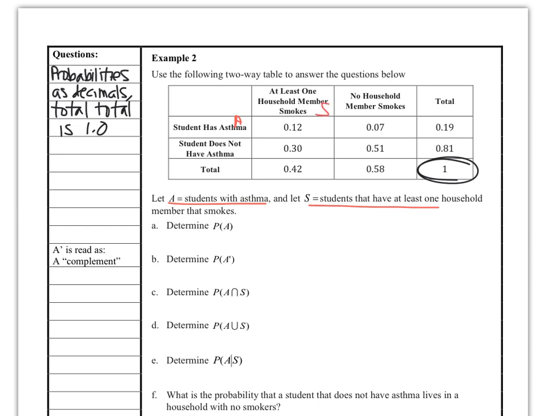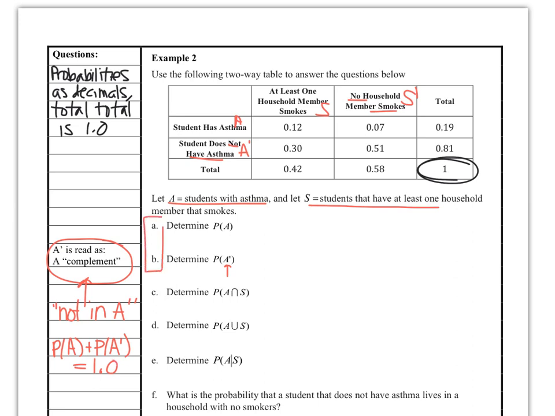So now you'll notice that right here we have this other symbol, A, and then it has that apostrophe next to it, but it's actually read as A complement, meaning not in set A. So when we do not have asthma, that's A complement. And not a smoking household, that's S complement. And one thing you guys need to recognize is that the probability of A plus the probability of A complement always equals 1.0. And we're going to see that in this first example with A and B.